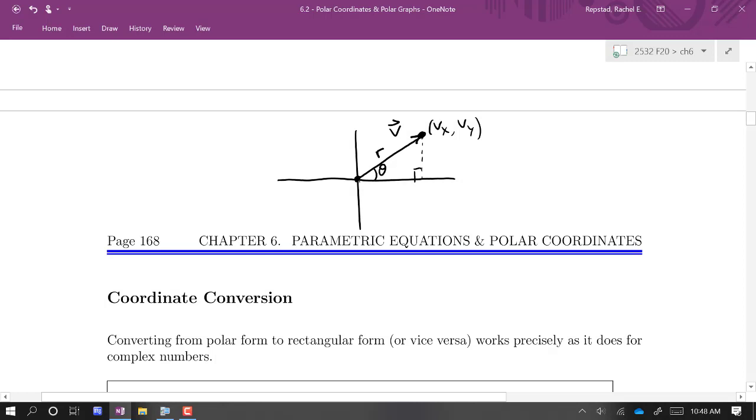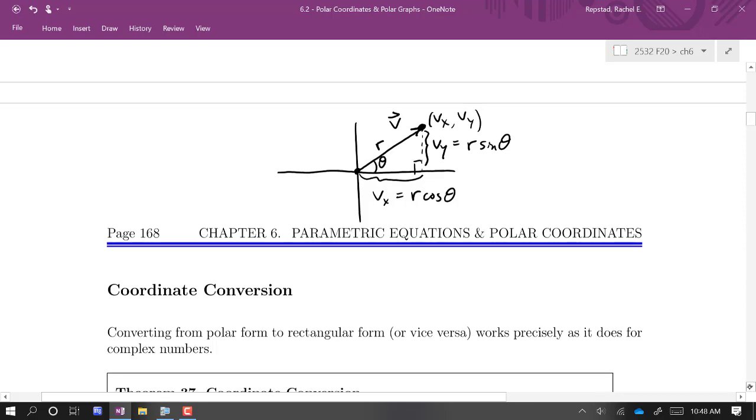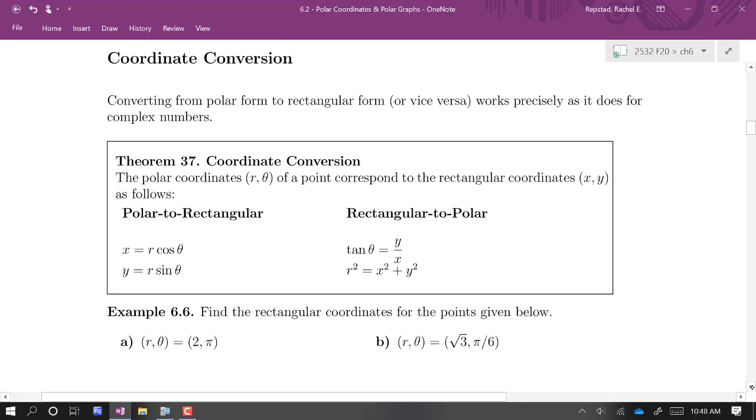So this Vx, you'll recall, was always given by r cosine theta. And in fact, you can show that yourself using SOHCAHTOA, using right triangle trig. And Vy, the y component, was r sine theta. And so those components are just the actual x and y coordinates of the point where the vector ends. And that leads us right to this part here of Theorem 37. If I know the polar coordinates, if I know r and theta, I can get the x coordinate by taking r cosine theta and the y coordinate by taking r sine theta.